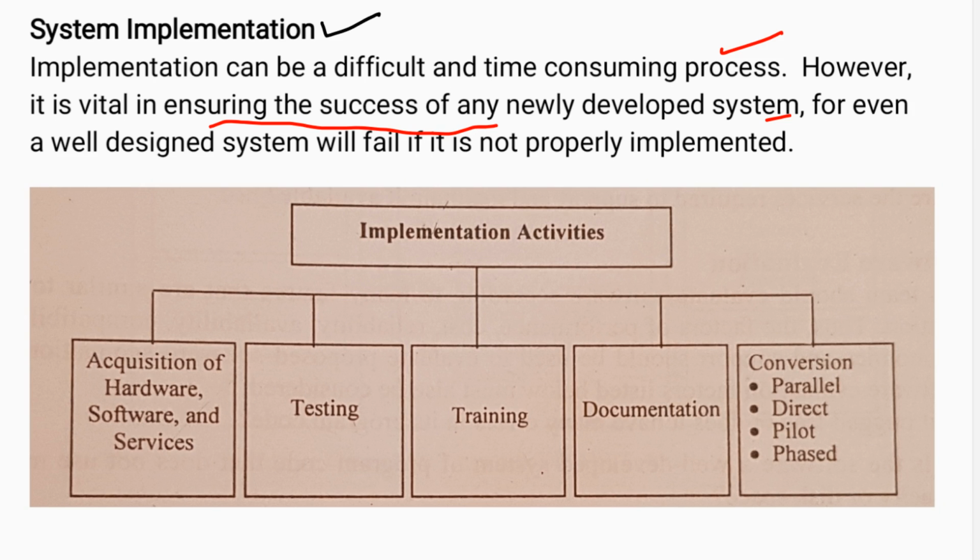Even a well-designed system will fail if it is not properly implemented. The system might be very good, the design might be very good, but if it is not properly implemented, then it is a complete failure. So implementation is a very important part. The implementation activities are acquisition of hardware and software, then testing, training, documentation, and then conversion. So these are the five. In the next slides we'll analyze them in detail.